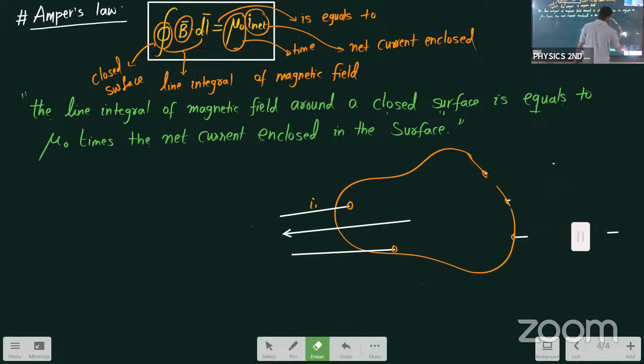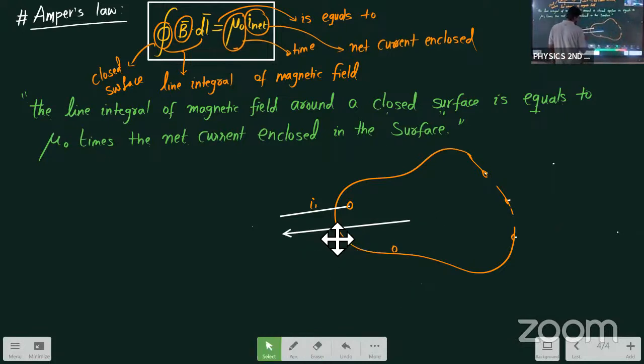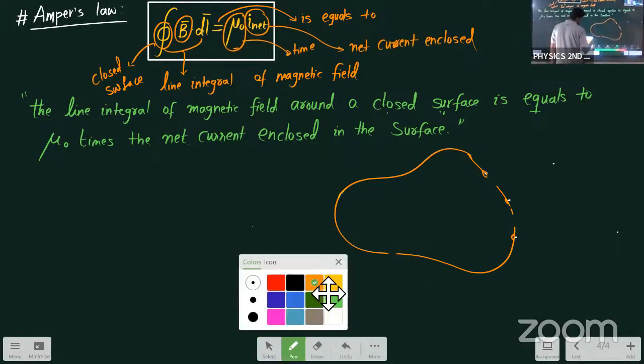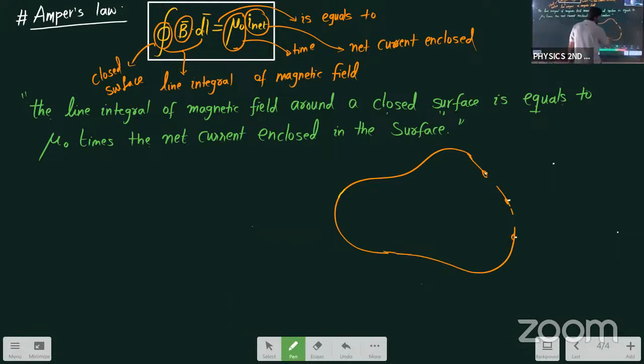Let me erase this. No need of this. I will just draw a simple diagram. I can explain this like this also, but let us draw a simple diagram. So here, let us consider a closed loop.